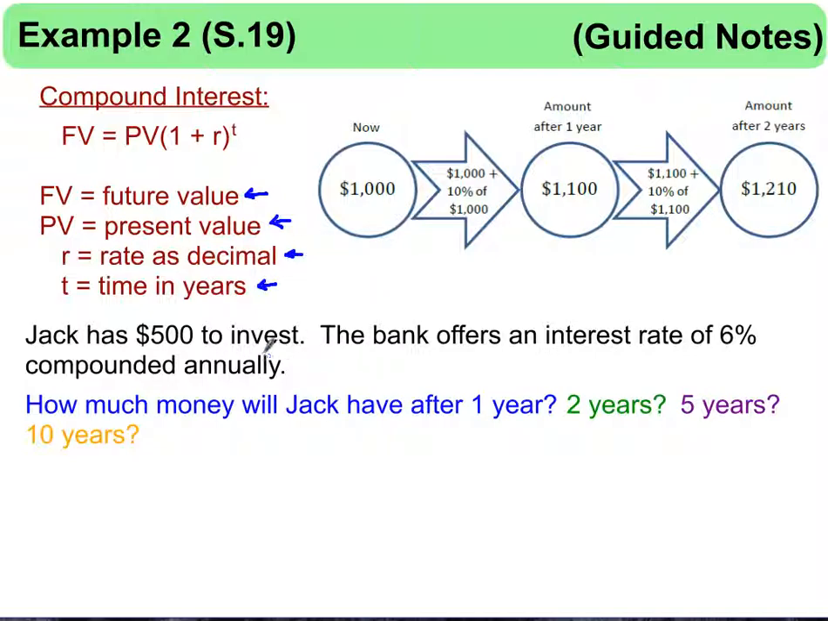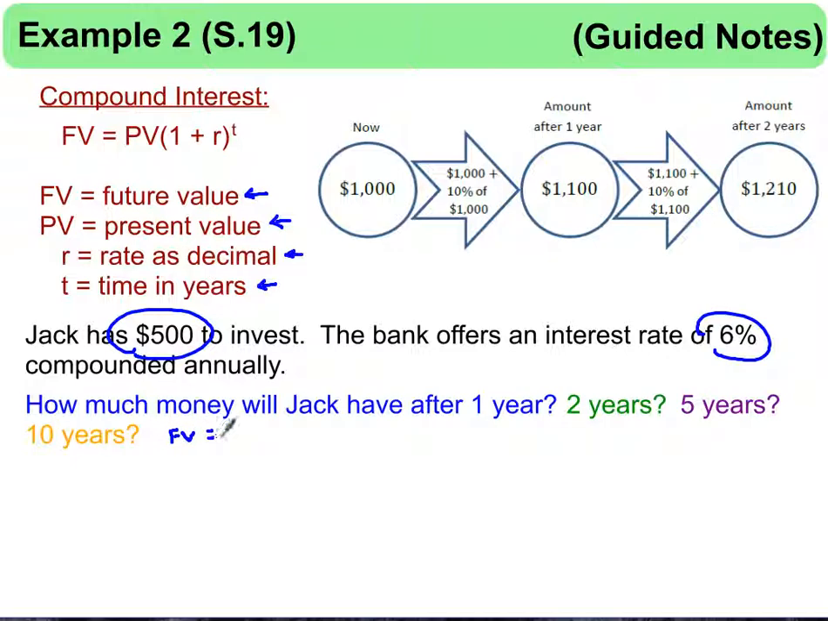So it says Jack has $500 to invest. The bank offers an interest rate of 6%. So we have $500 and we have 6%, and it's compounded annually. So they want to know how much money will Jack have after 1 year. So we want to determine what that future value is going to be. What will we have 1 year down the road?